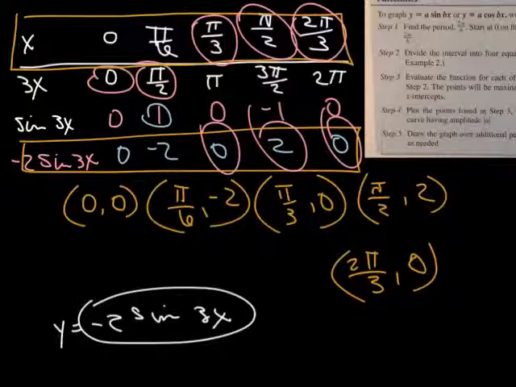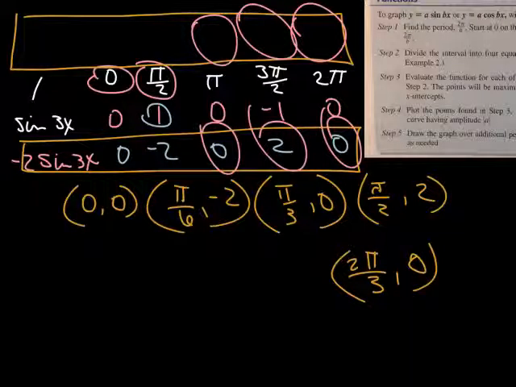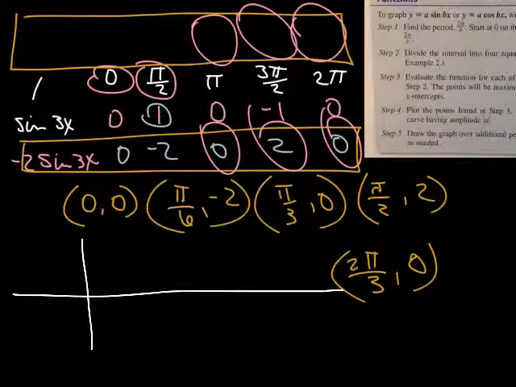So let's see if we can get rid of some stuff and actually graph this. So I'm going to put my graph here, and it starts at 0 and ends at 2 pi over 3.